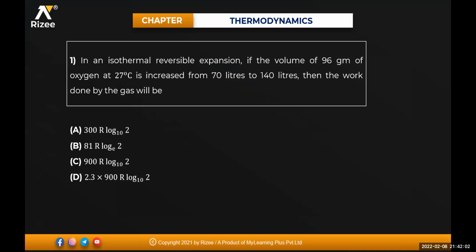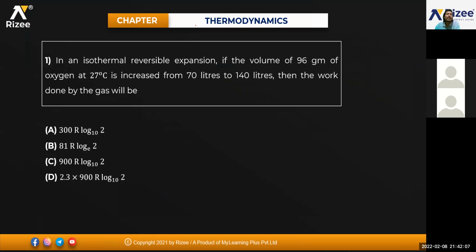Yes, sir. Okay, chalo. See this question, beta. In an isothermal reversible expansion, if the volume of 96 gram of oxygen at 27 degrees centigrade is increased from 70 liters to 140 liters, then the work done by the gas will be equal to how much? Can anyone try this? Isothermal process means the temperature is remaining constant. If temperature is constant, work done will be equal to n R T times log to the base e of V2 divided by V1.